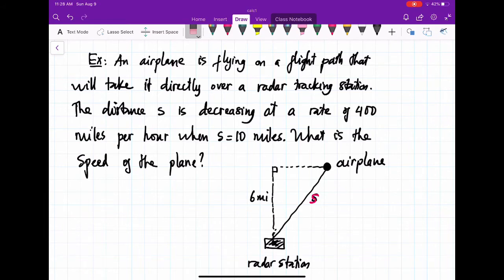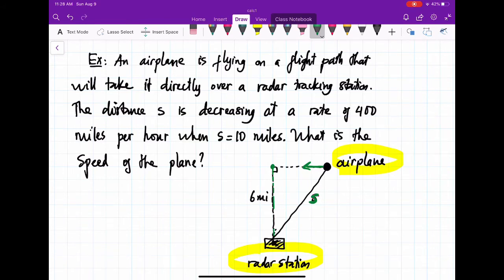An airplane is flying on a flight path that will take it directly over a radar tracking station. So we have the radar tracking station right here. This is our airplane, okay? The airplane is flying in this direction, and the height is 6 miles. S is the distance from the airplane to the radar station, okay?